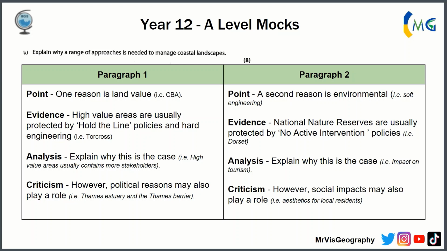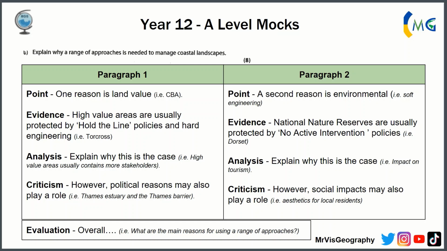Then talk about how there might also be some social impacts. Residents might prefer the aesthetics of soft engineering. They might be able to use the beach for leisure in that case, which they wouldn't necessarily be able to do if there were massive rocks and rock armour on there.